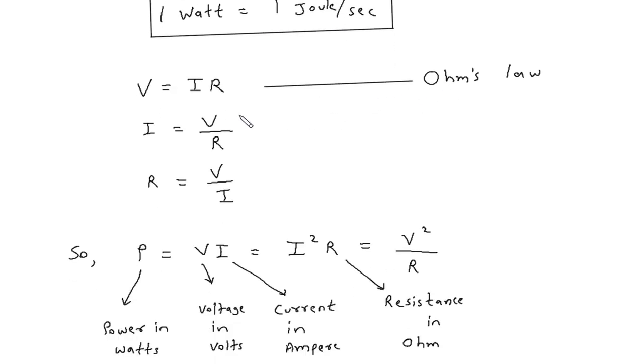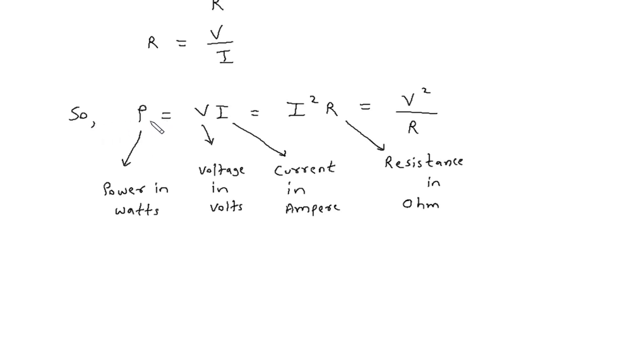According to Ohm's law, V is equal to I R, where V is the voltage in volts, I is the current in ampere, R is the resistance in ohm. So from this we get I is equal to V by R, or R is equal to V by I. So power is equal to V I, where P is the power in watts, V is the voltage in volts, I is the current in ampere, or it is equal to I square R, where R is the resistance in ohm, or V square by R. These are all the formulas of power.